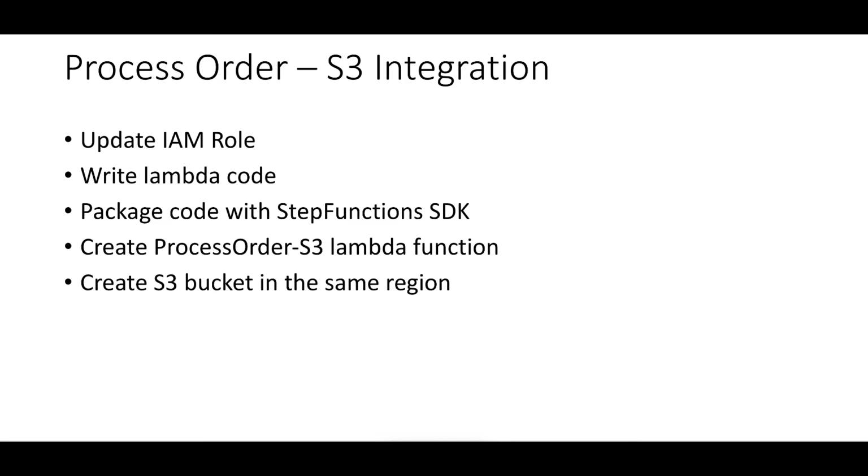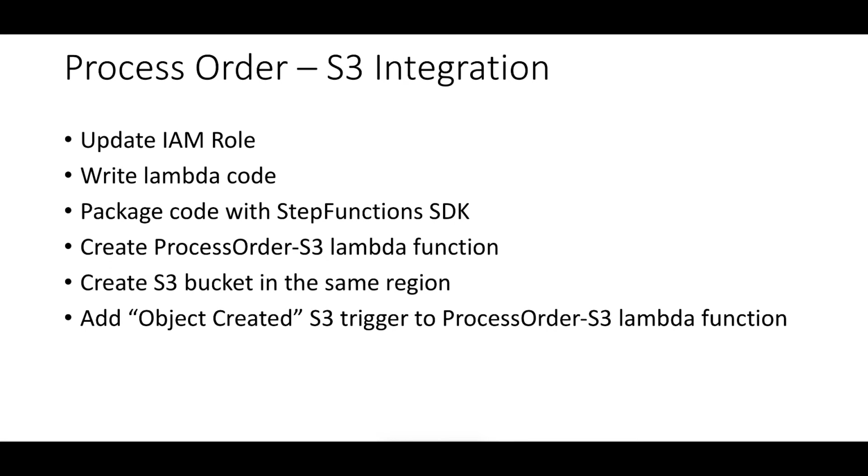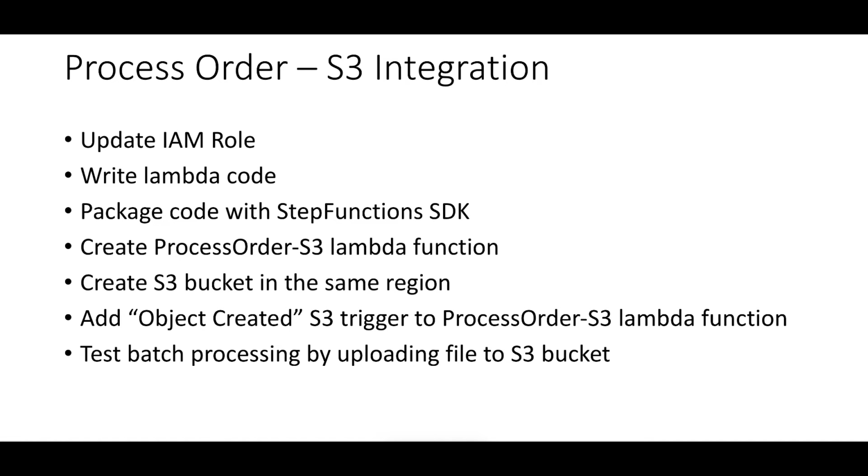We will create S3 bucket in the same region as the lambda function. This is very important. If it's in a different region, you cannot create triggers between them. We will create a trigger between the lambda function and the S3 bucket for object created. So anytime object created with a specific prefix and suffix, this will trigger our lambda function. And we will test this by uploading a file to this bucket and see how the solution behaves. So let's get into it.